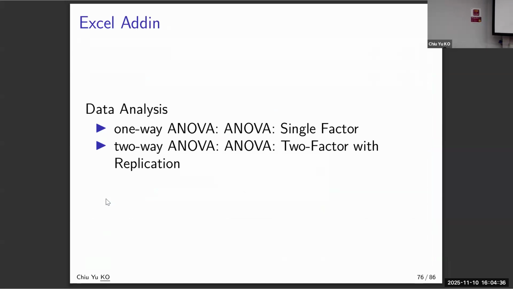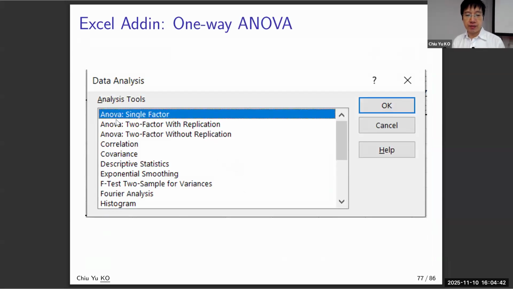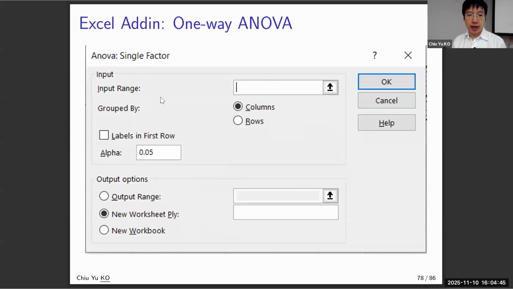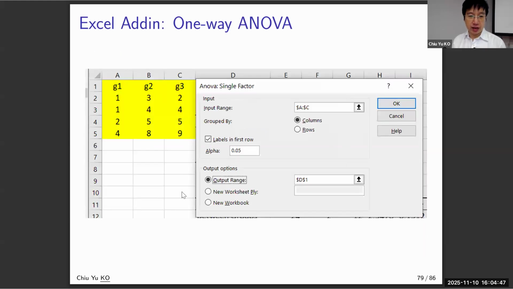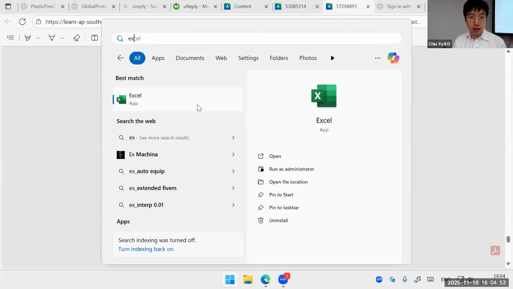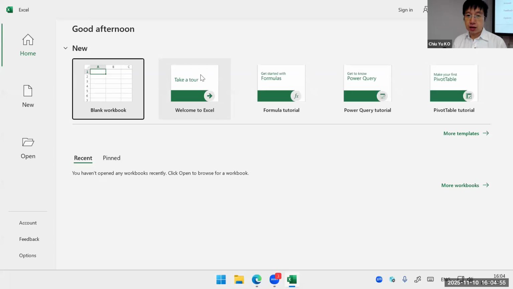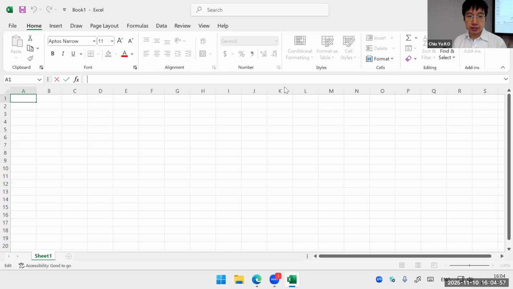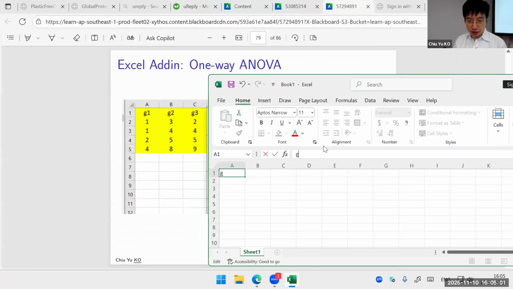So let me show it to you. I'll do one-way ANOVA, using the single factor. And let me get this number there because I want to show you directly how we operate that, because some of you may actually want to do it. So let me quickly go to the Excel. But in case you don't want to handle it, it's okay. You can just watch me doing that.